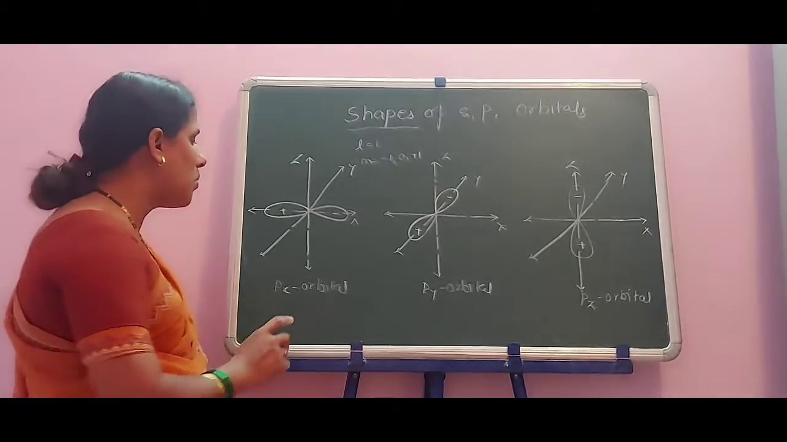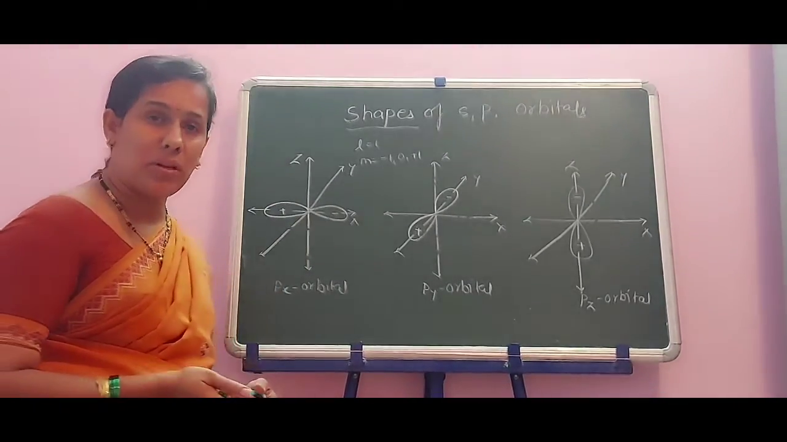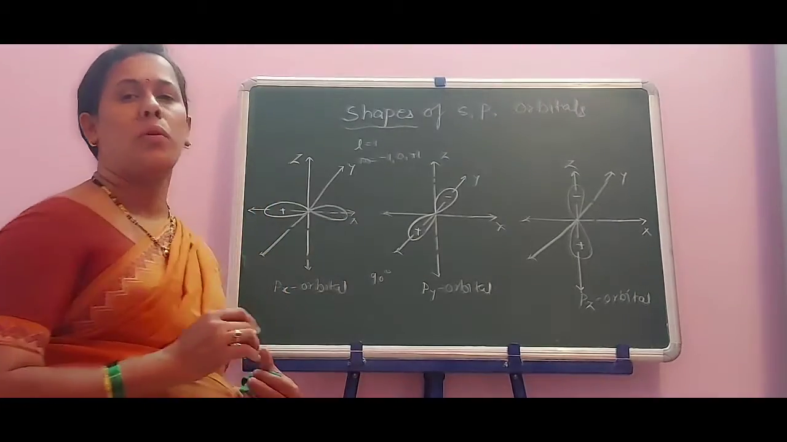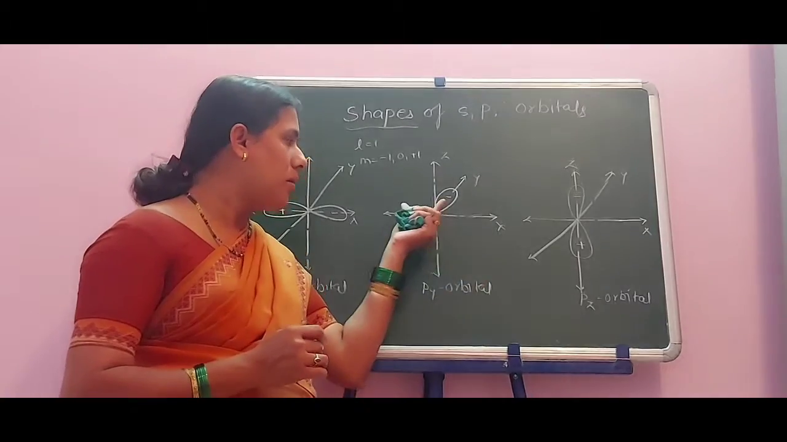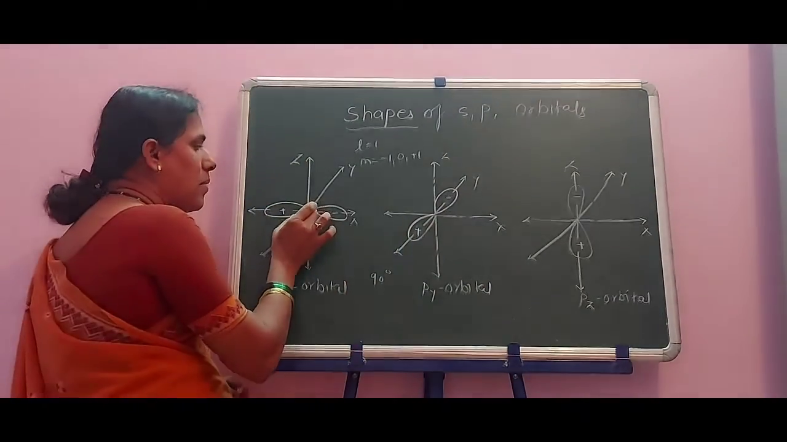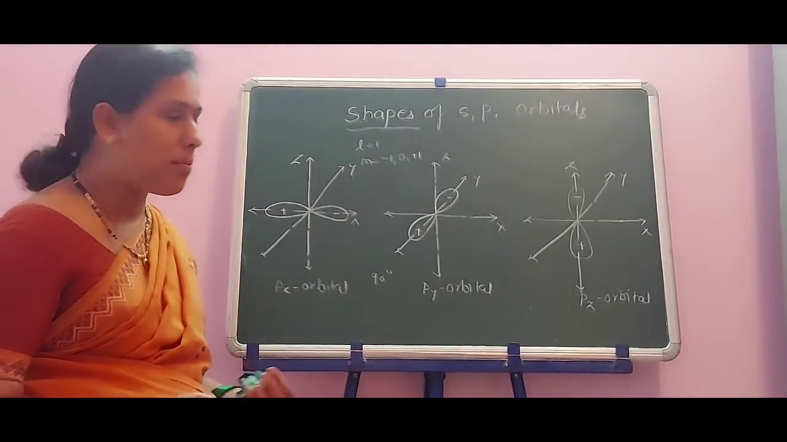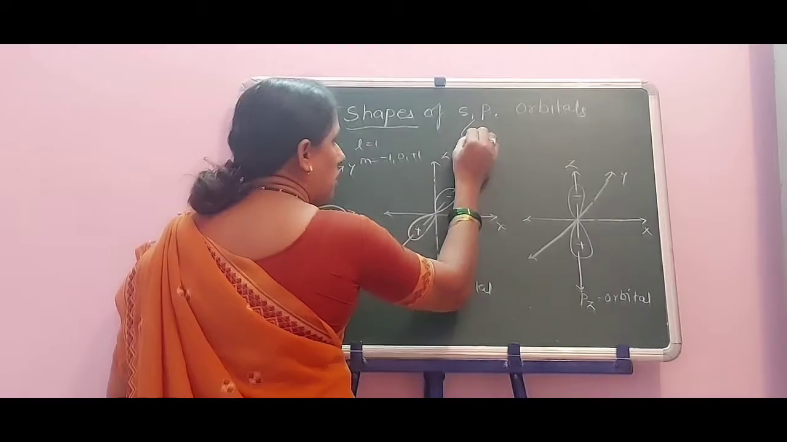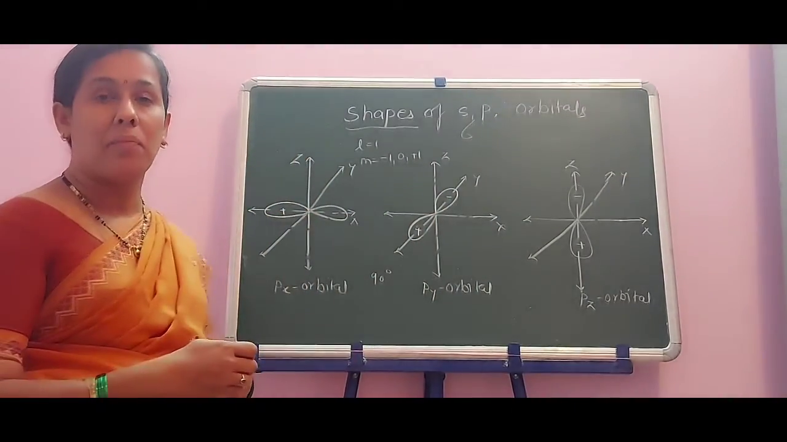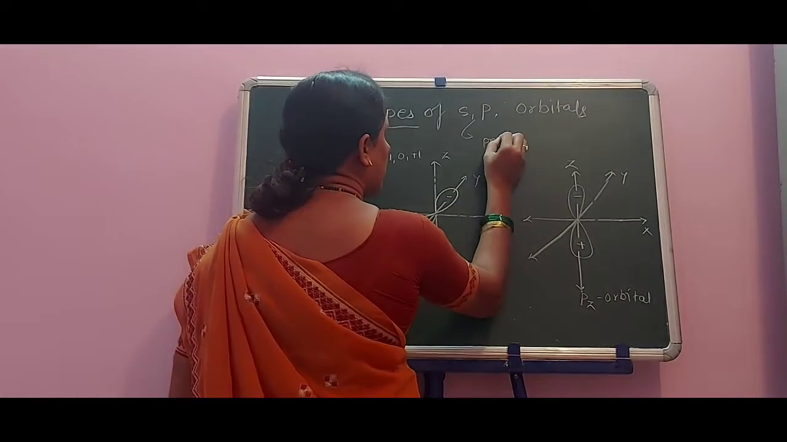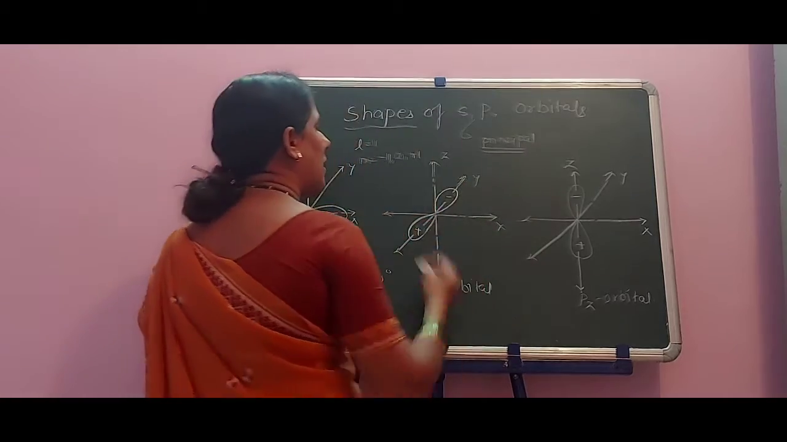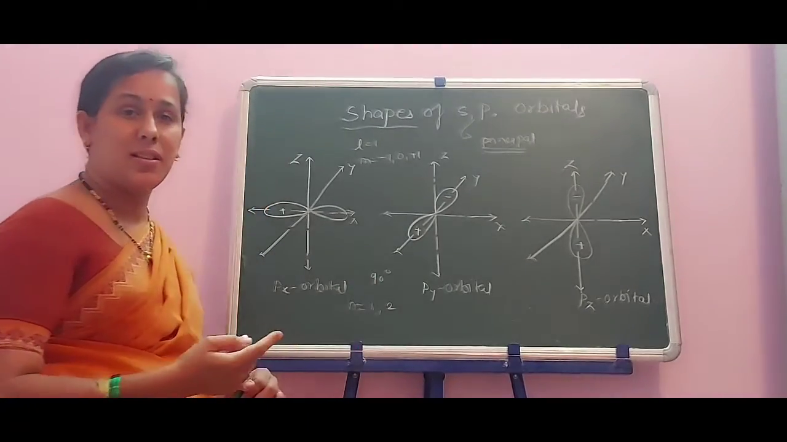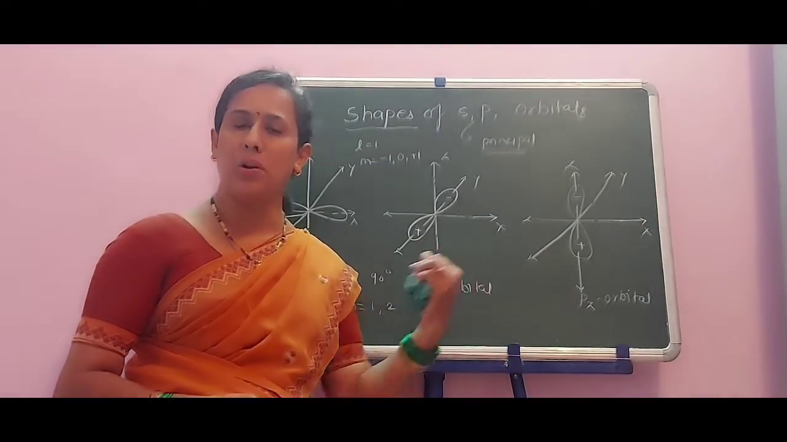These p orbitals have two lobes surrounding the nucleus, inclined to the coordinate axes at 90 degrees. The probability of finding the electron in the px, py and pz orbitals is the same because they are degenerate. The letter p is derived from spectroscopy studies, meaning principal. As the principal quantum number n increases from 1, 2 and so on, the energy of the p orbitals also increases.